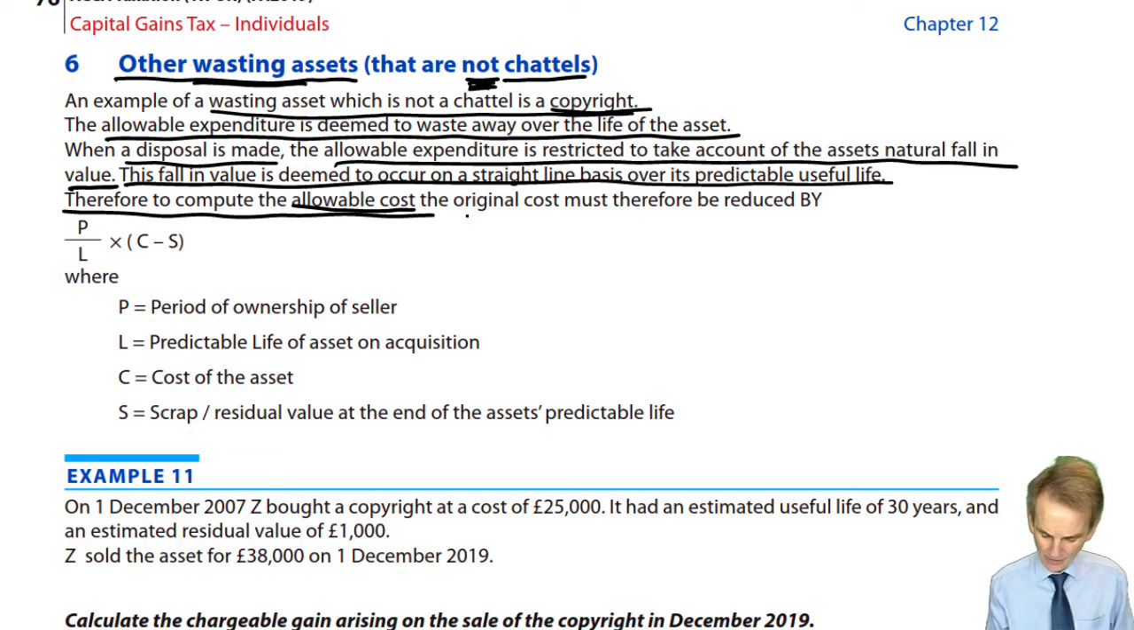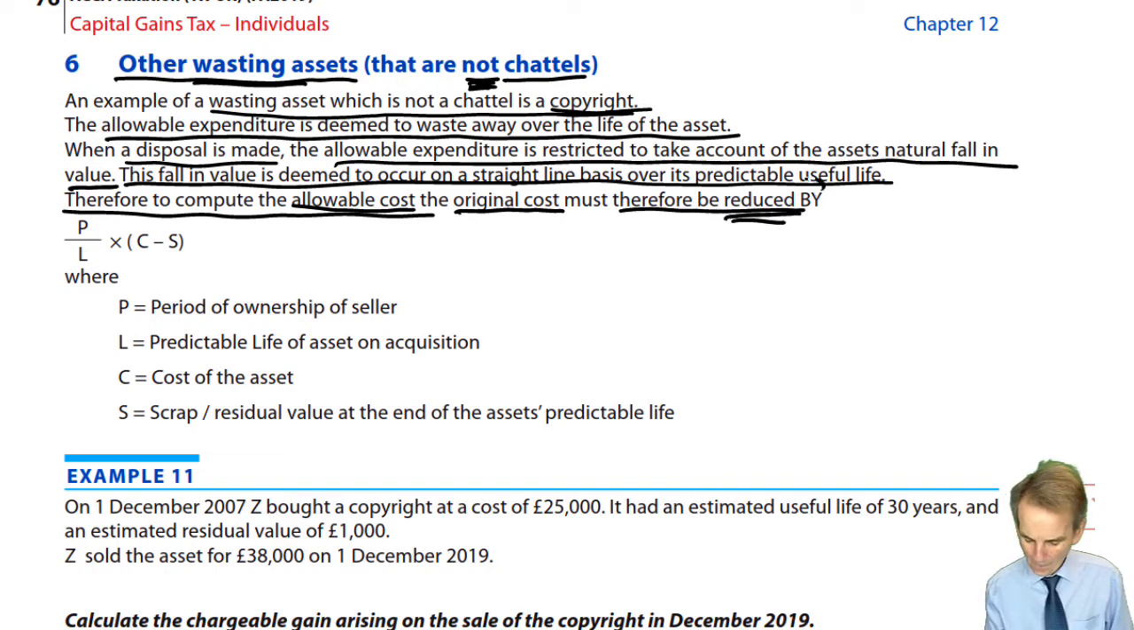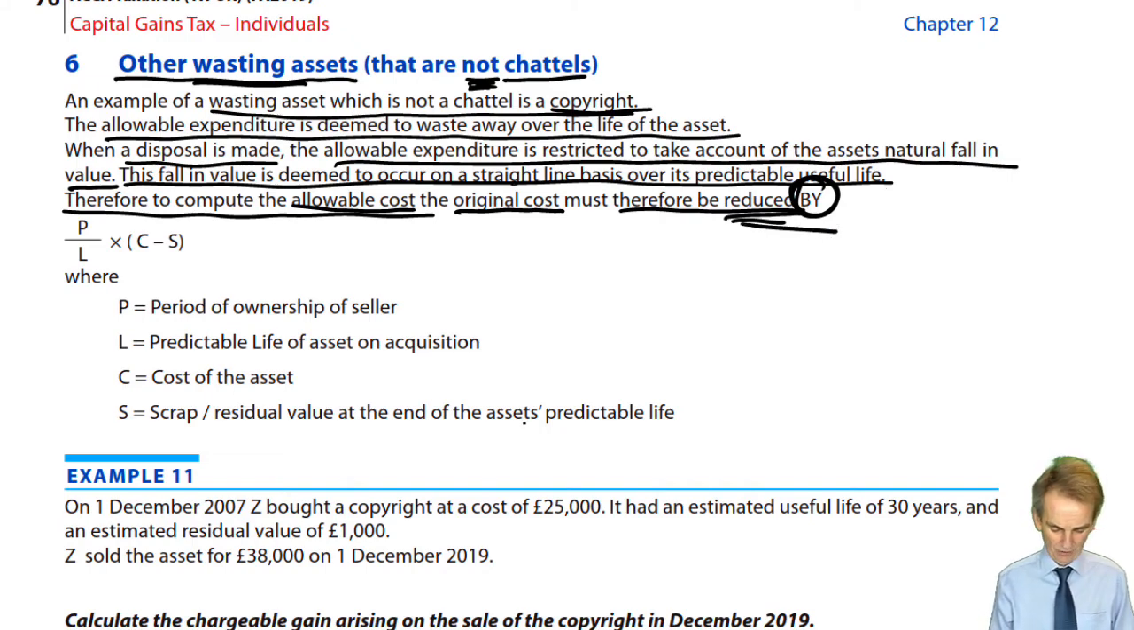However, to compute the allowable cost, the original cost, of course a given figure, must be reduced BY, hence I put it in capitals. Must be reduced by. So the calculation you are going to do is not directly to compute the allowable cost. This calculation is the reduction in the original cost to then leave you with the allowable cost. So, reduced by, what's the calculation?